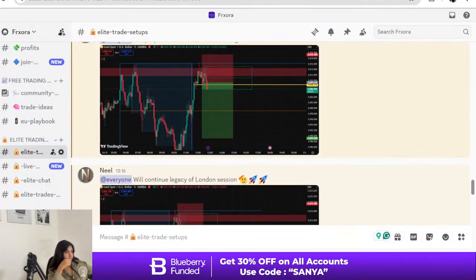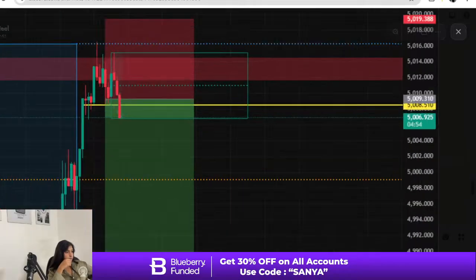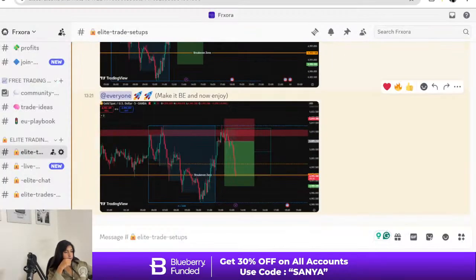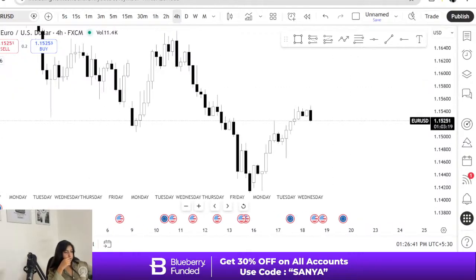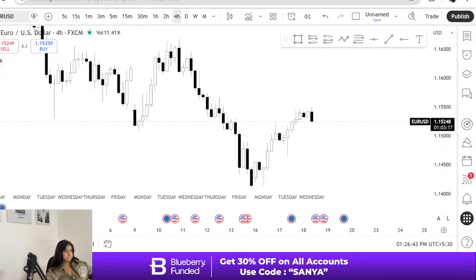But if you have entered from this position, maybe 4009, then it might be a good idea. I don't think you should take the trade in the gold right now.